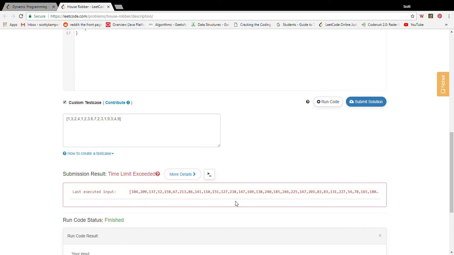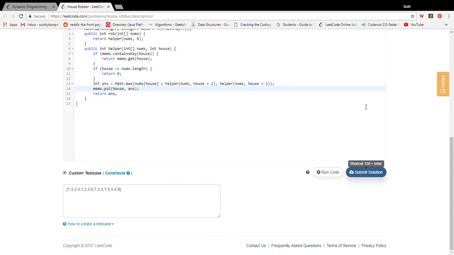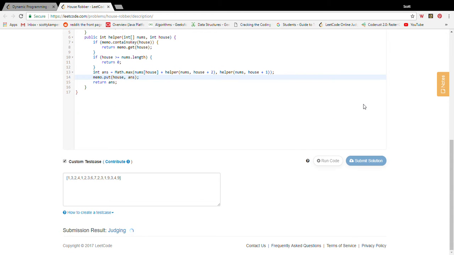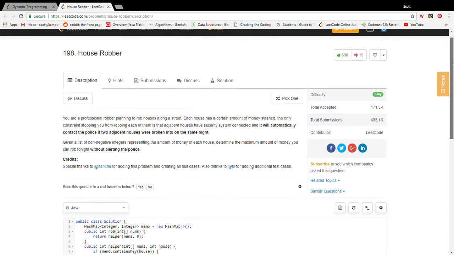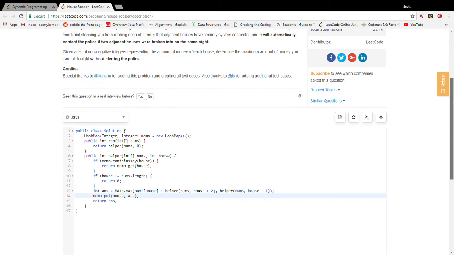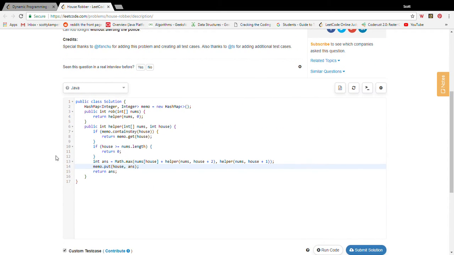Now remember, we timed out when we submitted earlier without our dynamic programming solution, right? So let's submit this one. And there we have it, accepted solution just like that. And that's all there is to dynamic programming in problems like these.